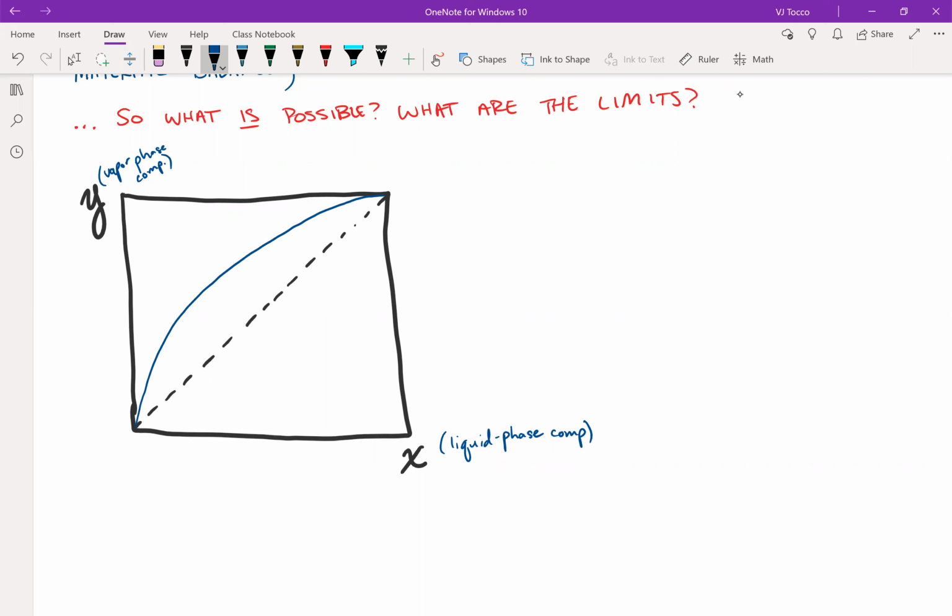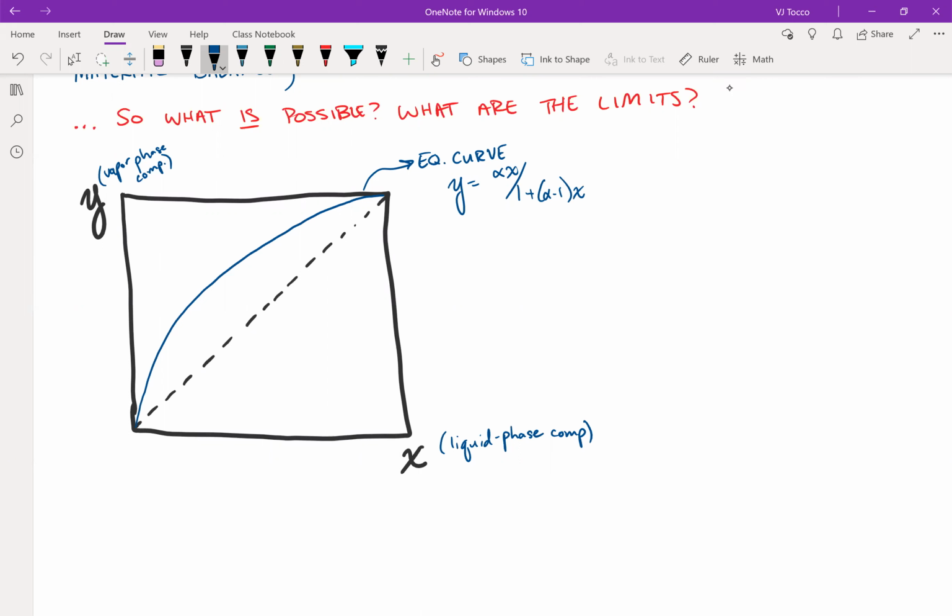So you can get this equilibrium curve by plotting the alpha equation. So this is the equilibrium curve. You can also get it by Raoult's laws or by converting the TXY diagram. So typically Y is equal to alpha X over 1 plus alpha minus 1 times X.